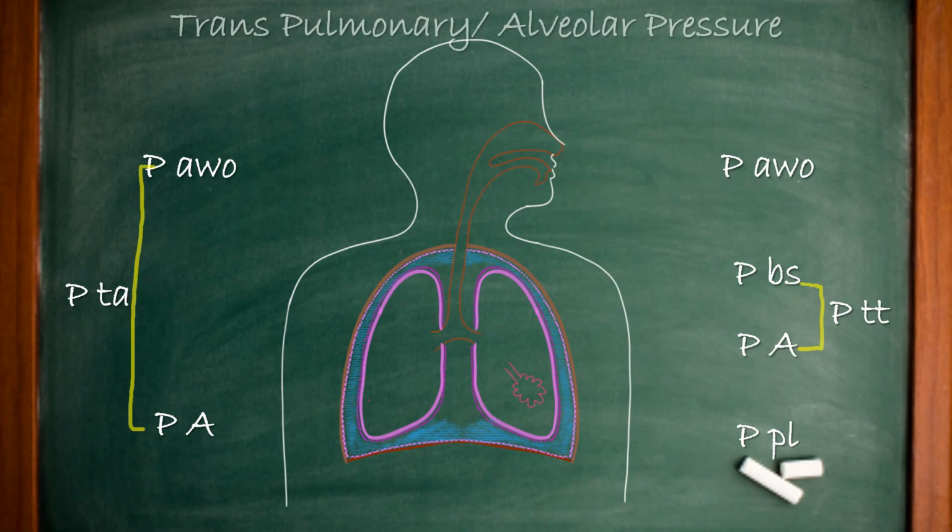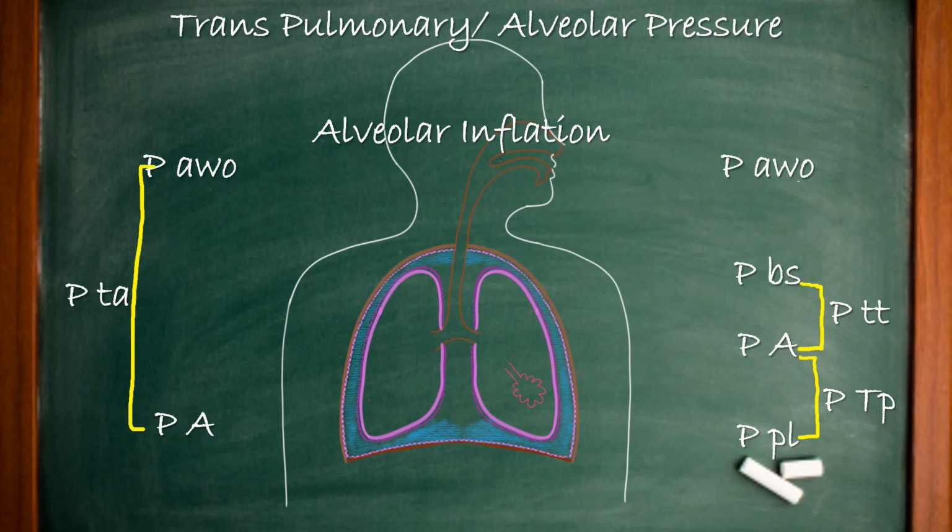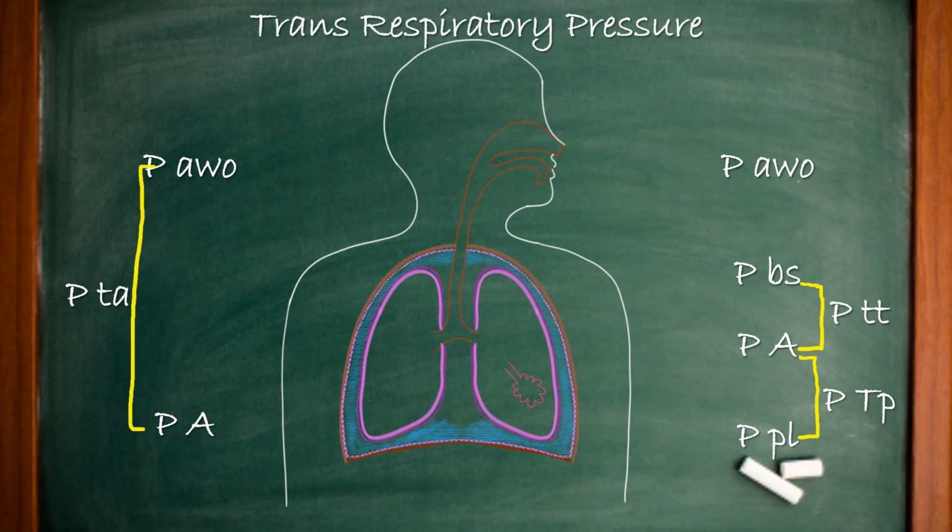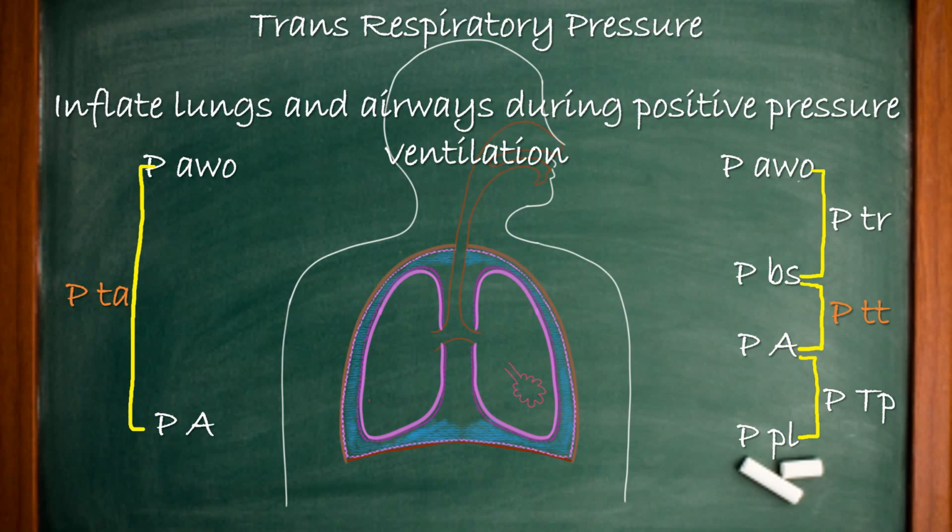The next gradient is the transpulmonary or transalveolar pressure. This is the pressure difference between the alveolar pressure and the intrapleural pressure, and this is the pressure which is utilized for alveolar inflation, hence also called the alveolar distending pressure. The last gradient that you are going to see is the respiratory pressure. This is the pressure difference between the airway opening and the body surface area. This pressure is a combination of the thoracic pressure and the airway pressure, and is the pressure required to inflate the lungs and the airways during a positive pressure ventilation.